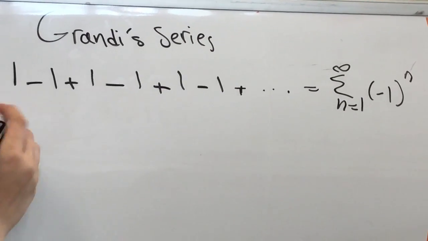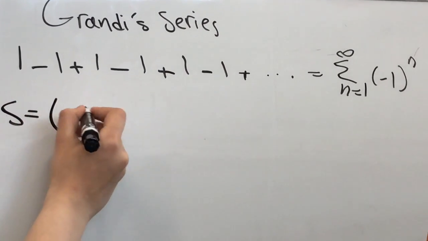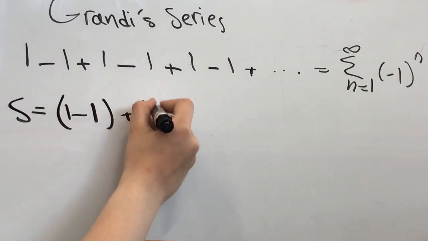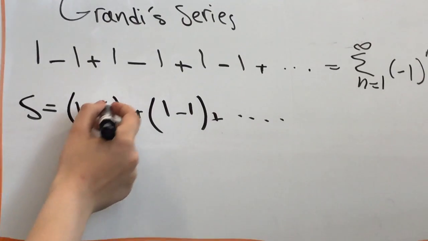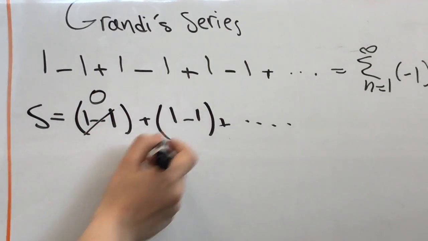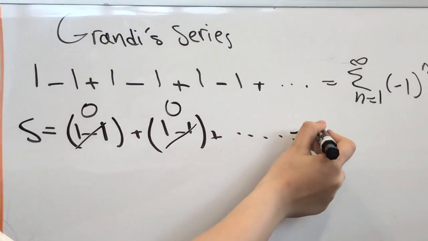So the first part is that if we group them like this. As we can see, 1 will cancel out with -1, and then we'll have 0, so it will be 0 plus 0 plus 0, and then the sum would equal 0.